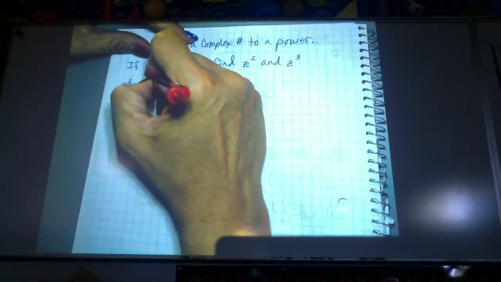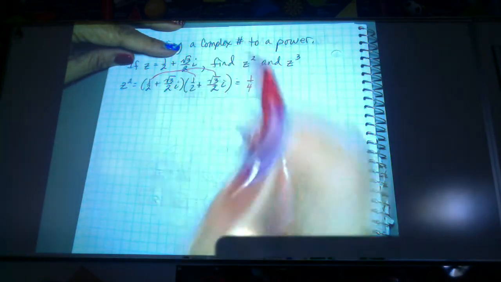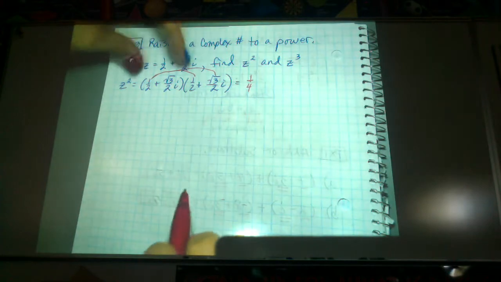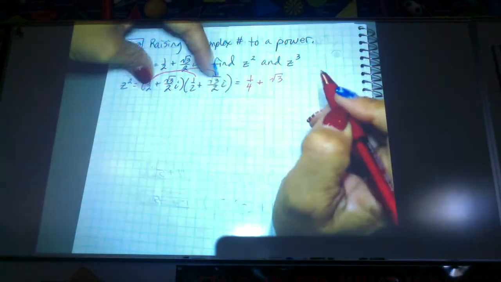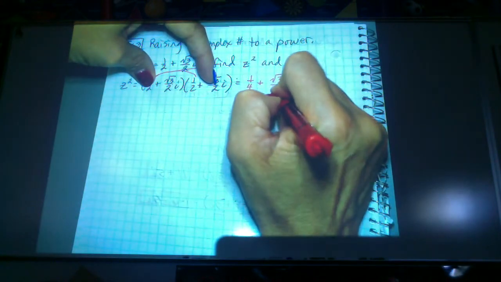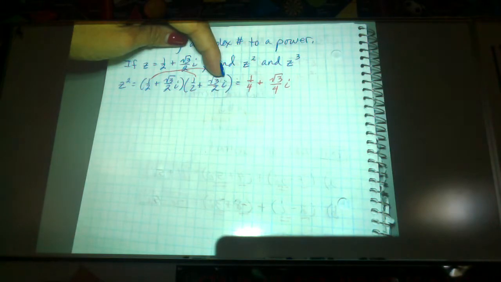So I have 1/2 times 1/2, which is 1/4. Be careful here. 1/2 times that ugly guy there. So we got 1 times radical 3, that's a positive radical 3. 2 times 2 over 4, and then tack on the i. Okay with that?